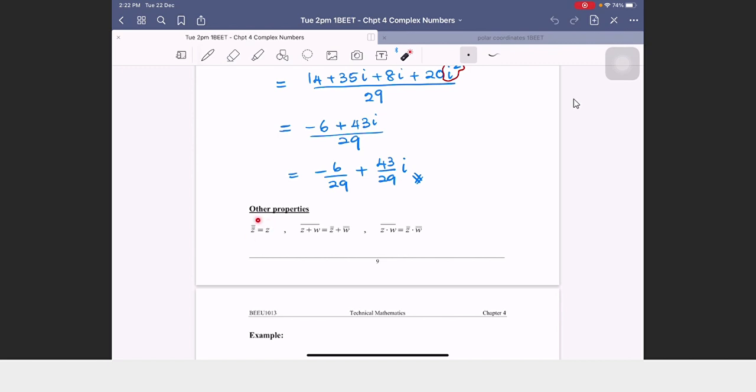So if you look at the properties, z bar, and then you bar it again, equals z. To make sense of these properties, you just come up with an example. Let's say z equals 3 plus 5i, and then z bar equals 3 minus 5i. So the difference is the sign of the imaginary part.